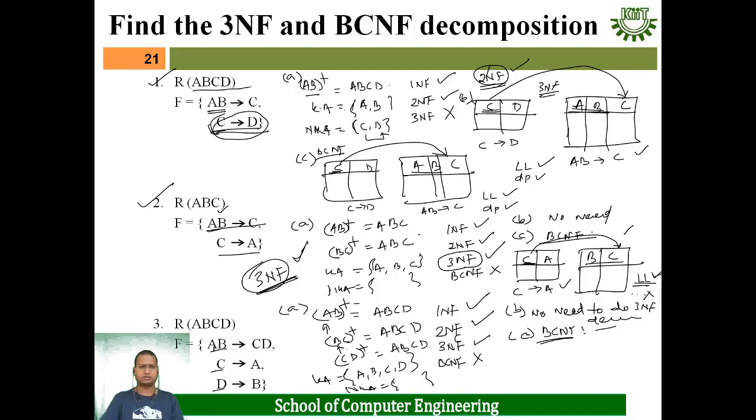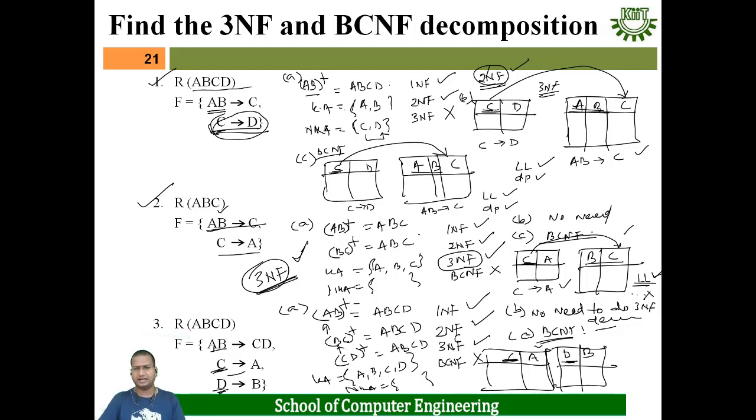In BCNF decomposition, which functional dependencies are creating problems? Here the left-hand side part is not a key, and here the left-hand side part is not a key. That means for C determining A, we have to create one table CA. For D determining B, we have to create another table DB. Here C will be the key in this table, and here D will be the key.